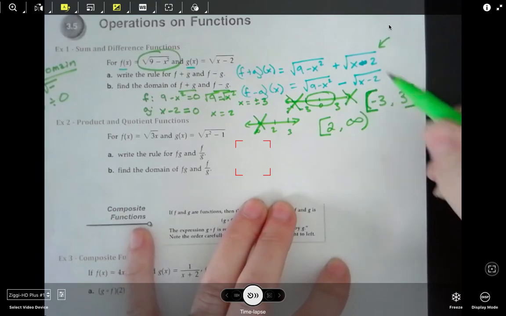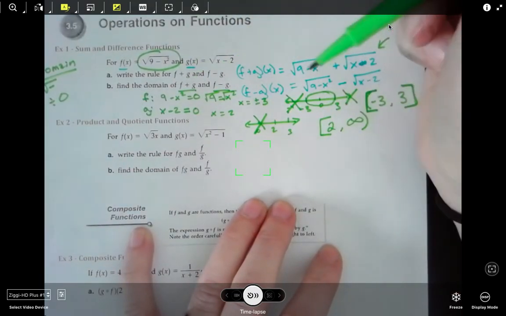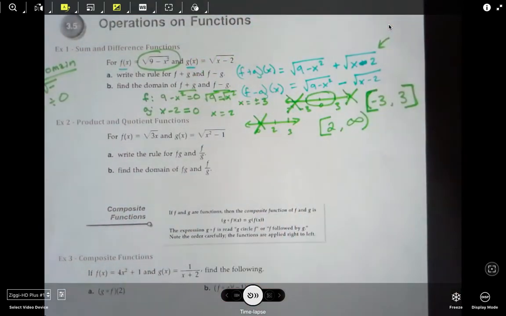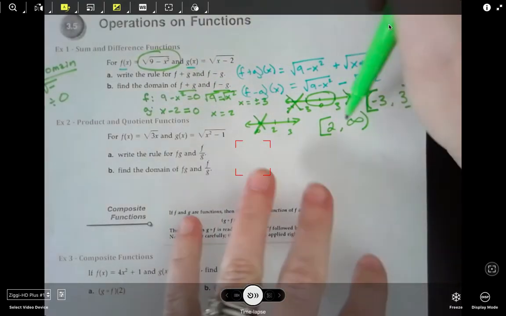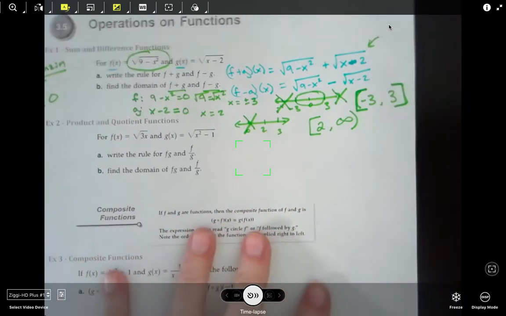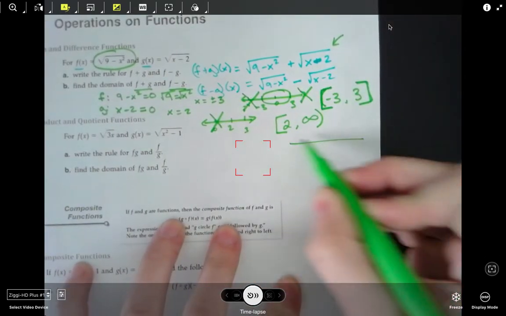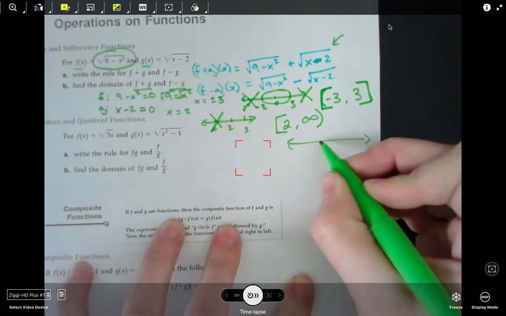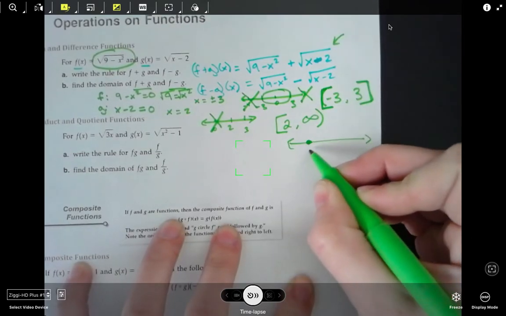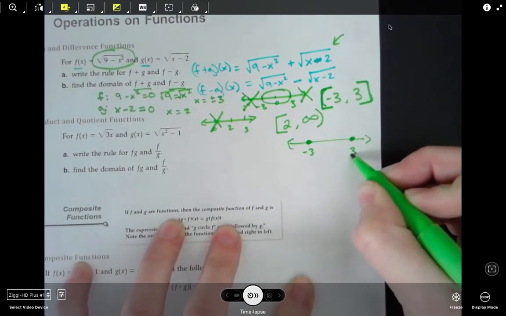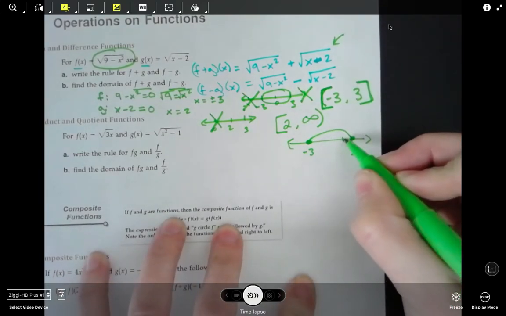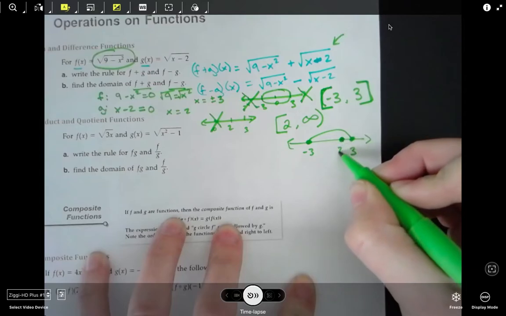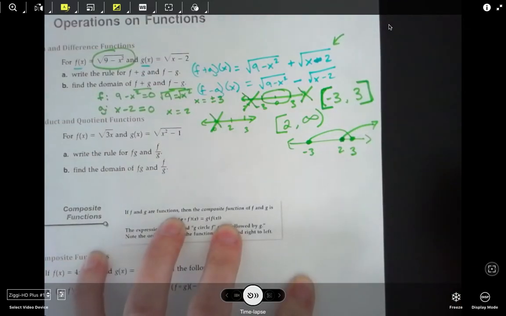So when you're doing f plus g and f minus g, you're looking at those two things happening at the same time, like these two equations happening at the same time. So what I have going on for one of the functions is a solid dot on negative 3 and a solid dot on positive 3, and it's connected in between them. And then I have 2 right here and a solid dot on 2, and it's going that direction.